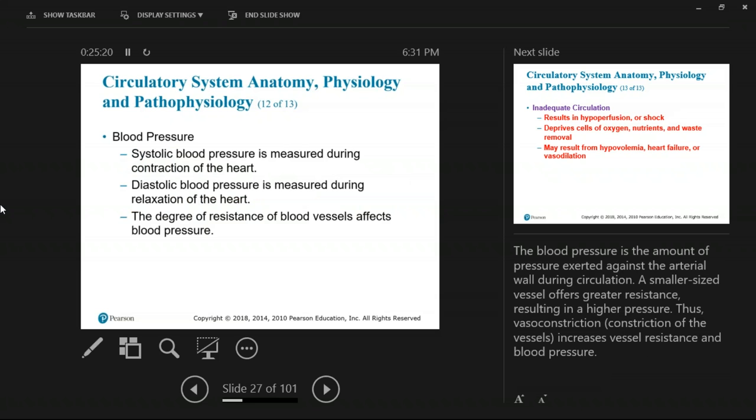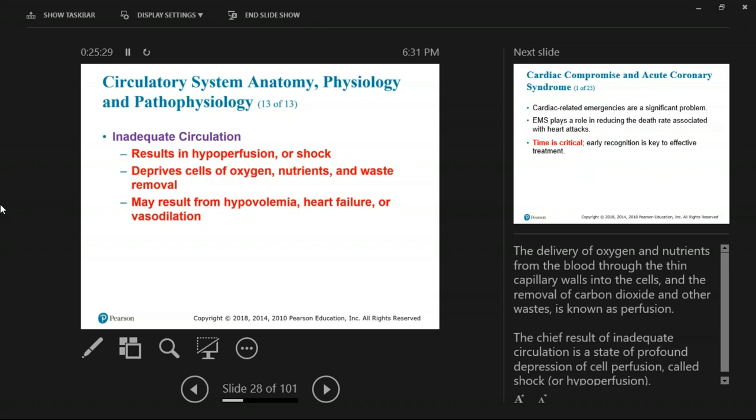You've already seen this slide before. You should know this about systolic, diastolic, and remember what's called the distance between the two, your pulse pressure. Super important, inadequate circulation. If you have inadequate circulation, you're going to have hypotension or shock. The cells are going to be deprived of oxygen, nutrients, and waste removal. And again, this is in relevance to our heart. If you have hypovolemia and haven't plugged the dike for that person yet, they can potentially have hypoxia of the cells of the heart, and you can end up dying by going to VTAC or VFib.